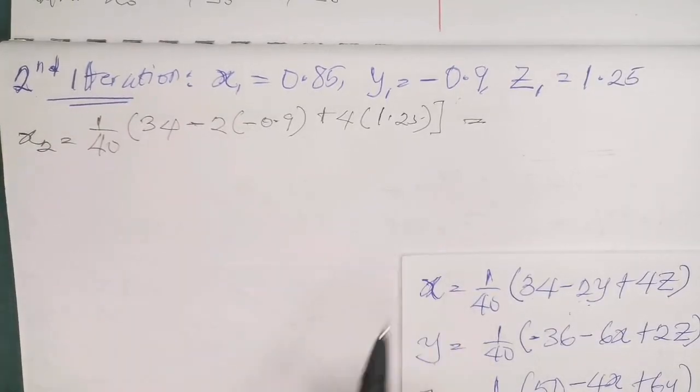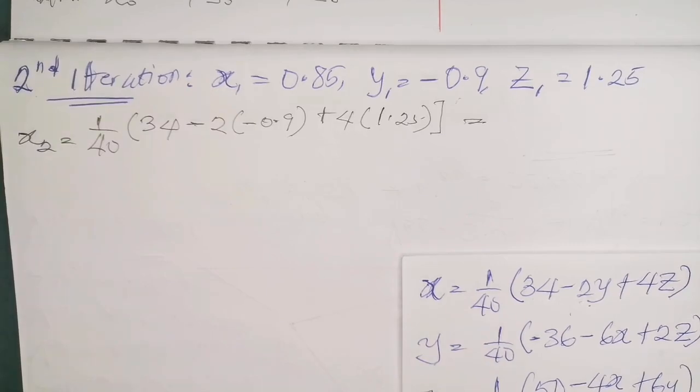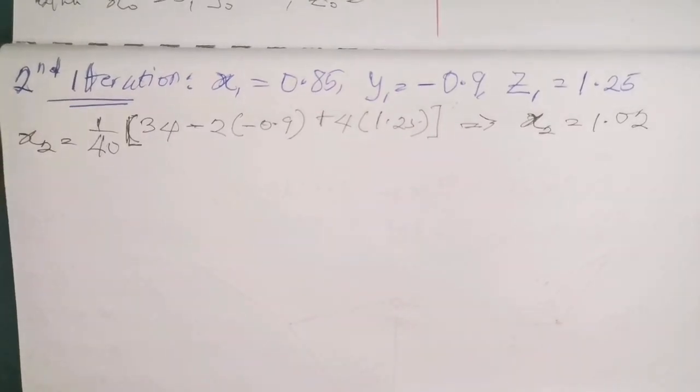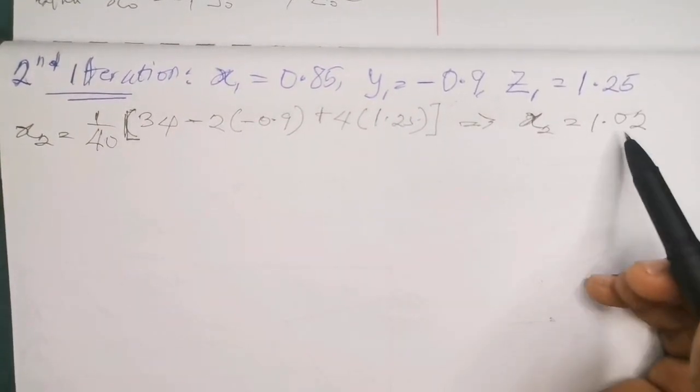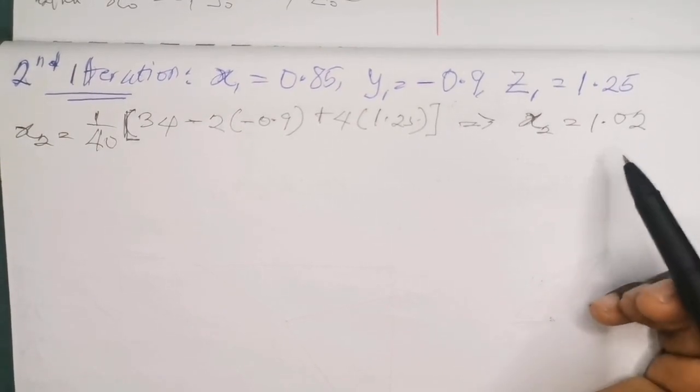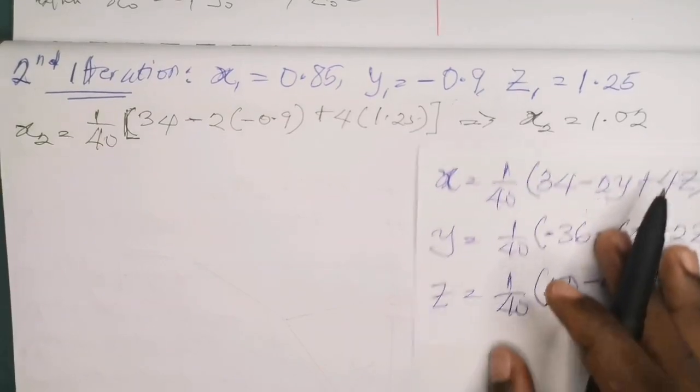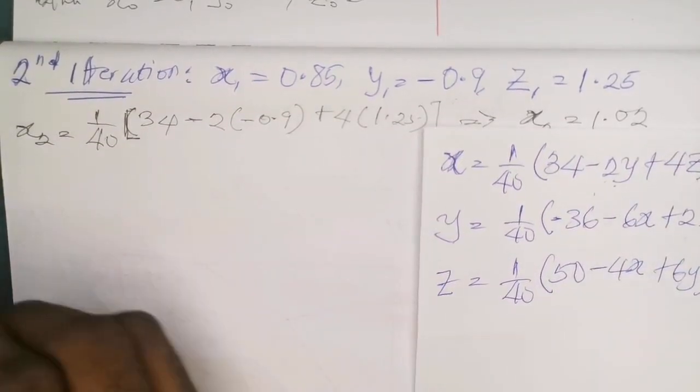Please, I'm going to be punching everything together just to save time. Do well to punch along with me to avoid calculation errors. So when you punch everything together, you have x2 to be equal to 1.02. You keep that aside. Now you iterate for y, that's y2.